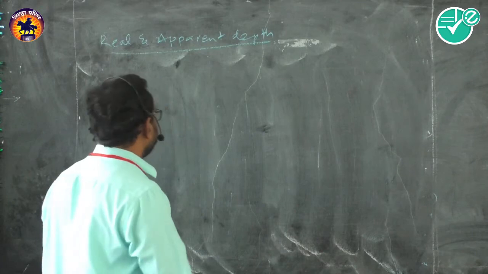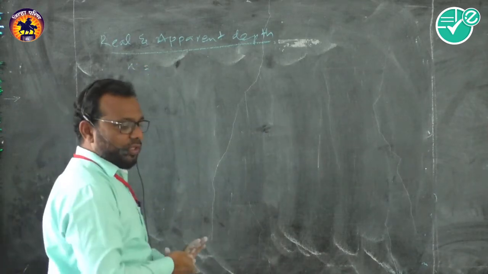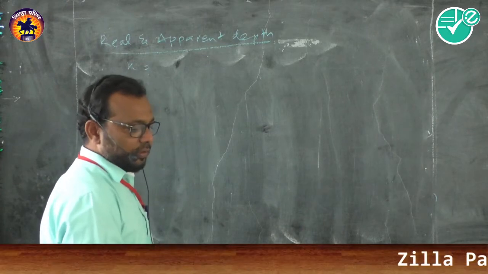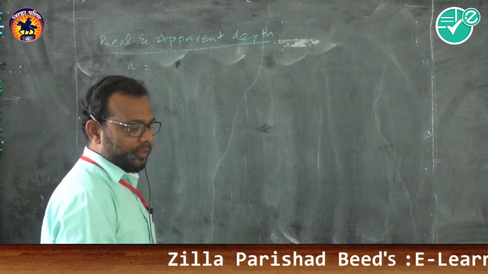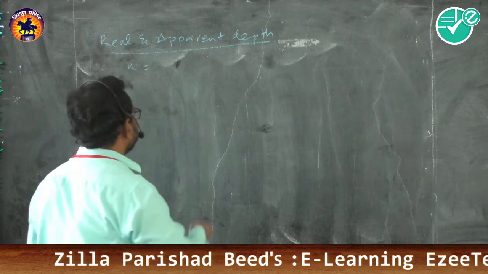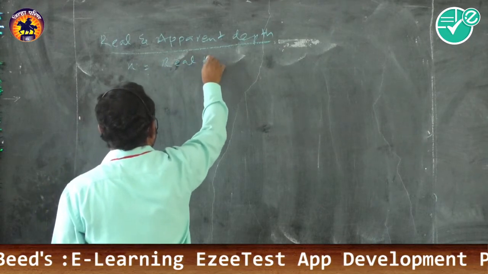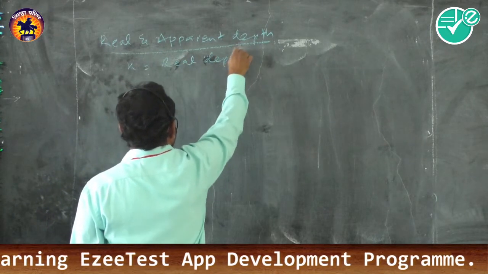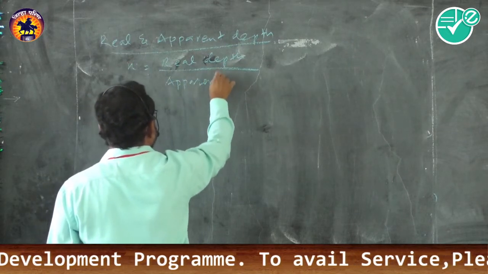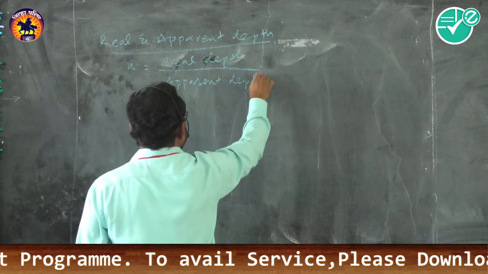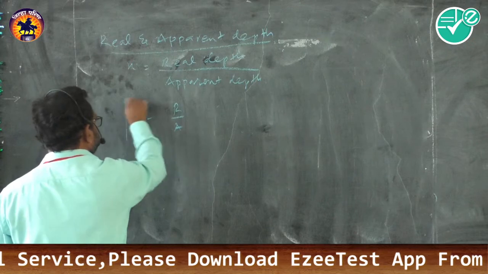Okay, so the refractive index is denoted by n. It is the ratio of real depth upon apparent depth. N is equal to real depth divided by apparent depth. This is the formula. N is equal to R upon A.